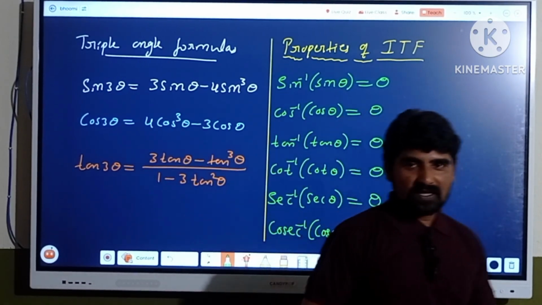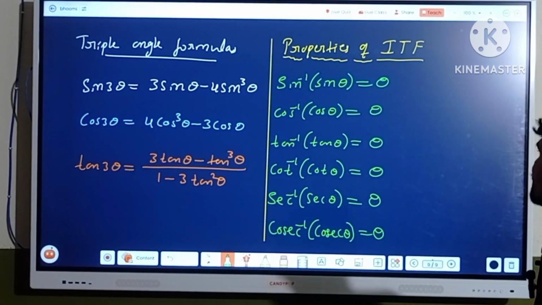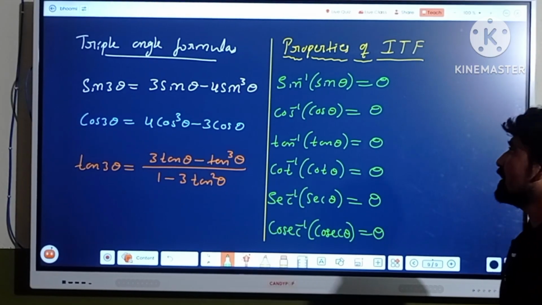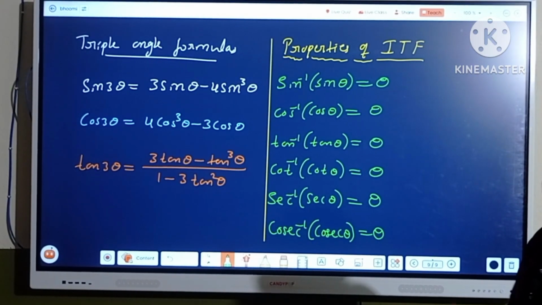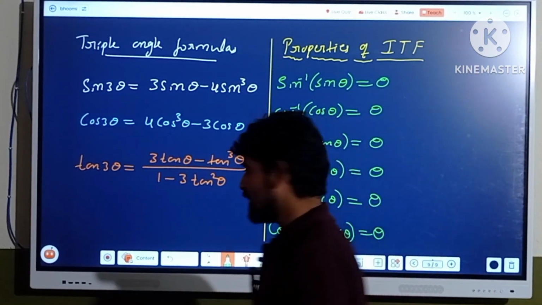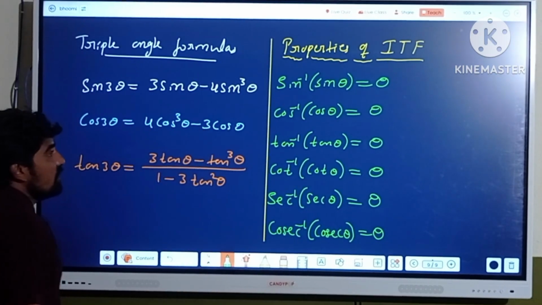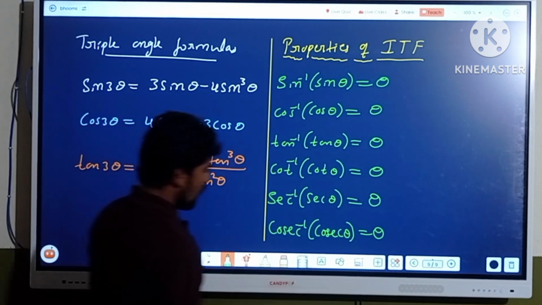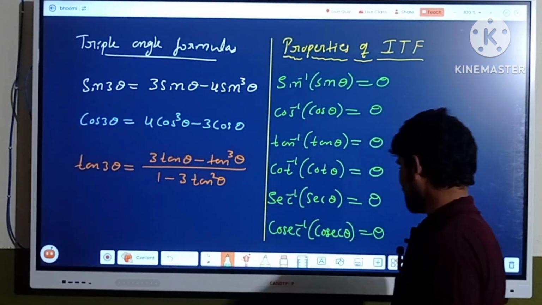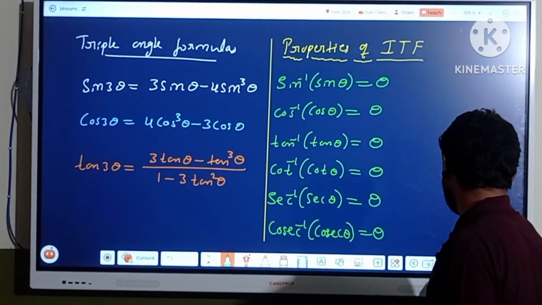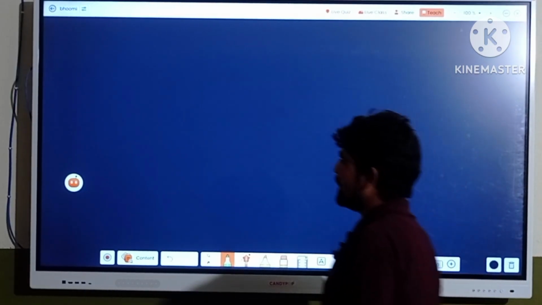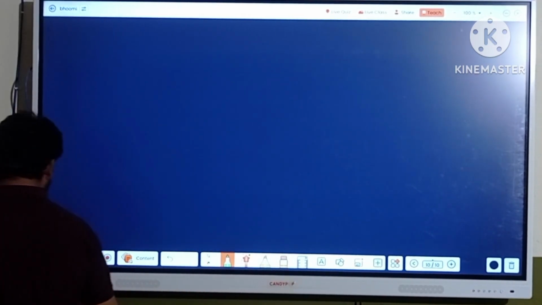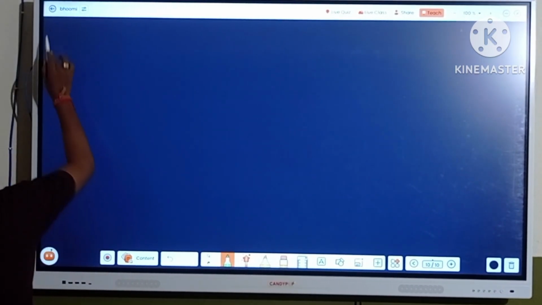So these double angle formulas, triple angle formulas and properties of inverse trigonometric functions are helpful to find the derivatives of inverse trigonometric based functions or problems. Now let us start the first question. Find the derivatives of the following functions. The question is what?